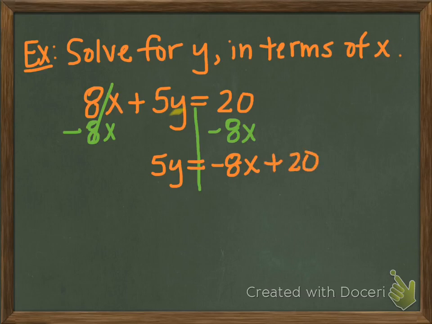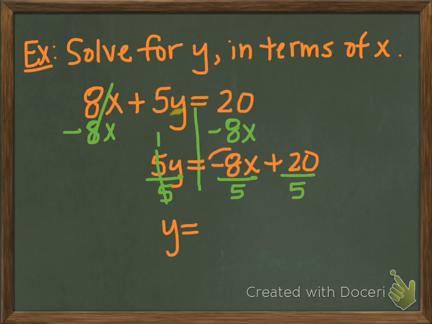All right, now we've got to get rid of that 5 that's in front of the y, so we're going to divide every single term by that 5. Don't pick and choose. Every term needs to be divided by that coefficient. 5 divided by 5 is 1. So let's bring down what's left. We've got just y on the left.